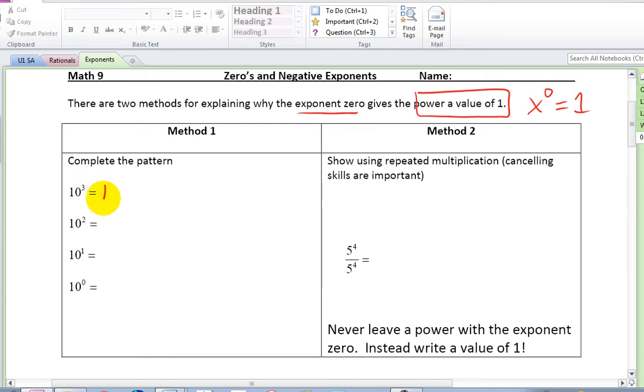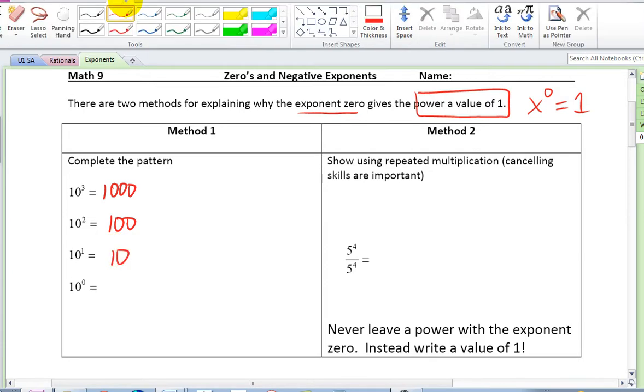Right? 10 times 10 times 10 equals 1,000. 10 squared, what's that? 100. What's 10 to the exponent 0? 1. 10. So you guys see the pattern? What's happening to the zeros? Decreasing. So technically what it is, I'm moving my decimal place over 1.